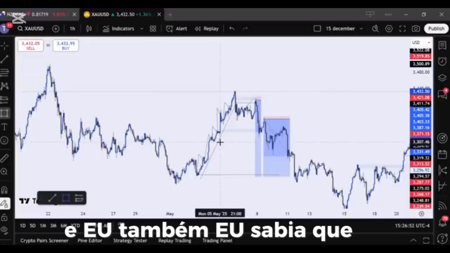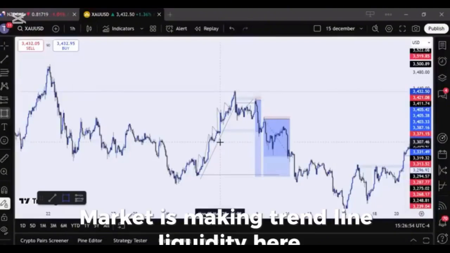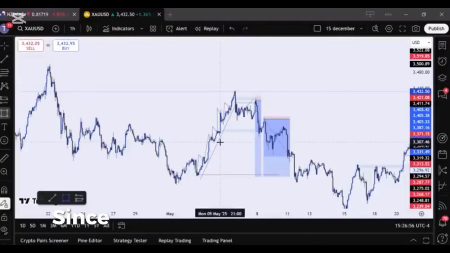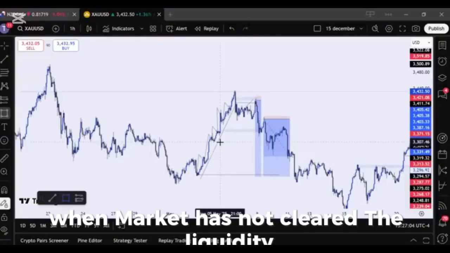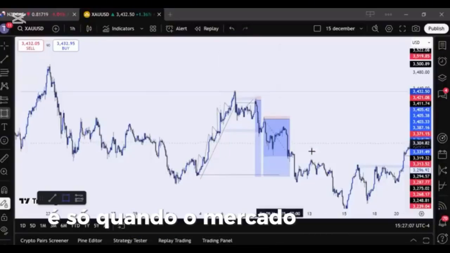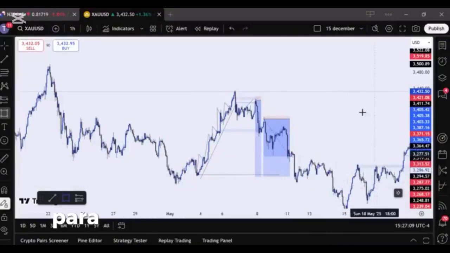And as I knew that yes, market is making trendline liquidity here. It is not proper, since market has already started reversing and giving me my strategy that I trade for reversals, it's not proper to start looking for buys when market has not cleared the liquidity on the downside here. It's only when market clears that liquidity that you can now start looking for ways to reverse the market back to the upside.